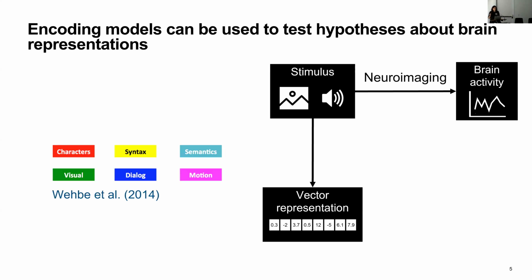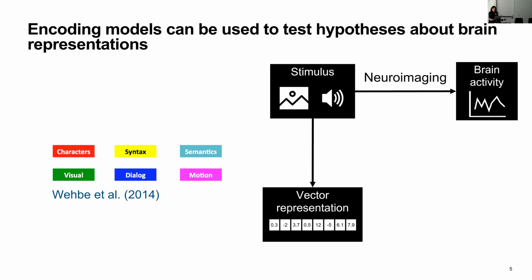For example, in this study where people were reading a chapter in the scanner, we constructed language-related features like syntactic and semantic information, again, embedded in a vector representation. And we also had higher level features like information related to the characters in the story, what they were doing, what they were feeling, etc.